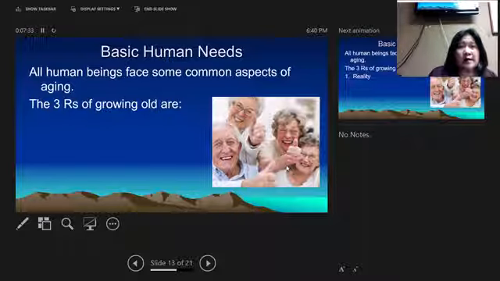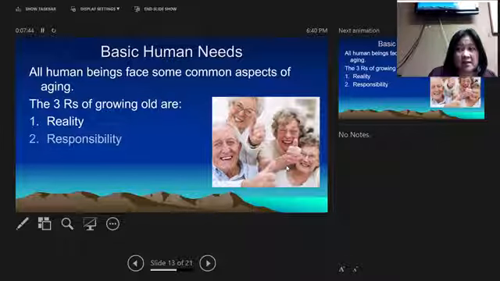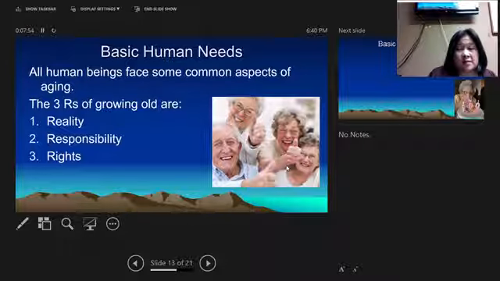All human beings have three common aspects of growing old. The 3 R's of growing old are reality. You're eventually going to realize, I'm getting old. Responsibility. You want to make sure all of your things are in order, that nobody is left with any burden of taking care of your responsibilities. And then your rights. Even as you age, you still have the right to vote. You still have the right to be an active member of society.